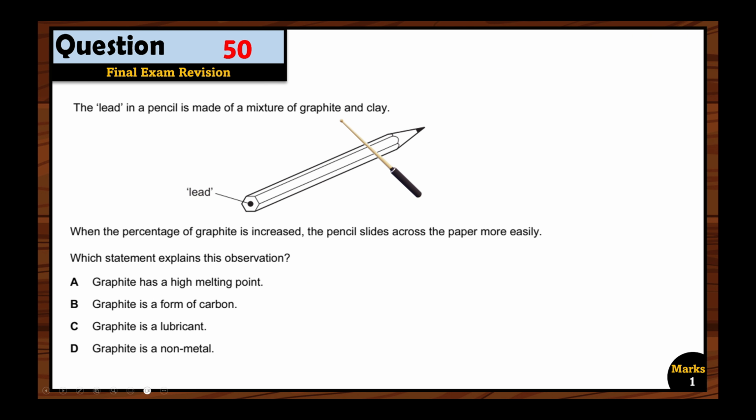The lead in a pencil is made up of a mixture of graphite and clay. When the percentage of graphite is increased, the pencil slides across the paper more easily. So which statement explains this observation? Graphite has a high melting point. Okay, it has a high melting point, but that has nothing to do with sliding on the paper. If it slides more easily when we add more graphite, then graphite is soft, it's a lubricant. That's why it makes the pencil lubricant. So we have to find the option in which it is written soft or lubricant. Can you find any option? Yes, option C is correct.